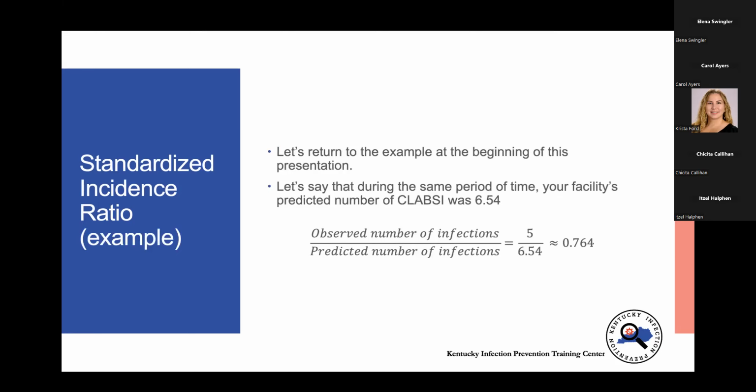So if we return to our previous example that we had, let's say that, and this is totally making up numbers, right? The predicted number of infections for CLABSI during this time was 6.54. So if we take our observed number of infections, which was 5 from earlier, and then our predicted number of infections, 6.54, that gives us an SIR of 0.764. So 0.764, how do we interpret that number?